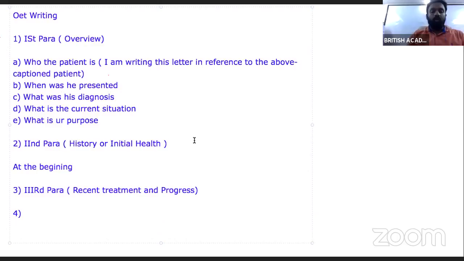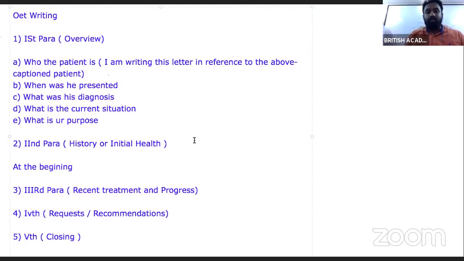The fourth paragraph, in any kind of letter, will always be about requests or recommendations. You need to be very clear in this. You write everything you want to tell the target reader, like what you are expecting, what he should expect, or what the patient should do in future. Everything that needs to be done in future should be written in the fourth paragraph. And the fifth paragraph is the closing. You just close the letter with two lines: if you need any further clarification, please do not hesitate to contact me or my department. This is the best closing line you can put.